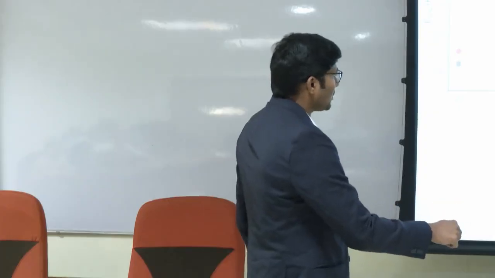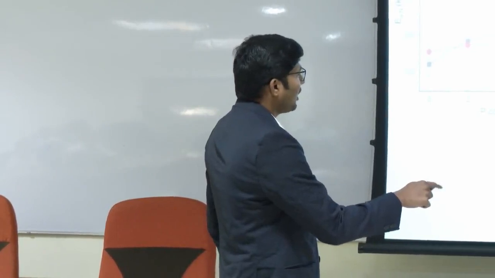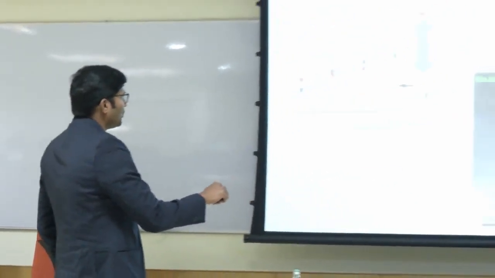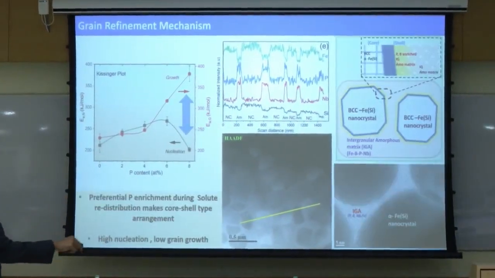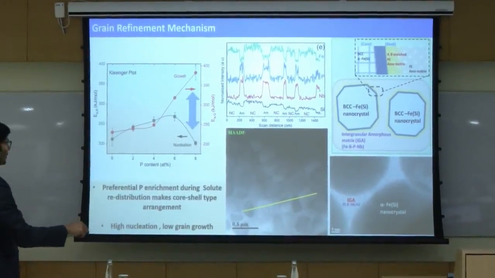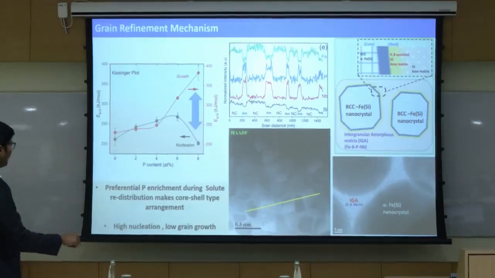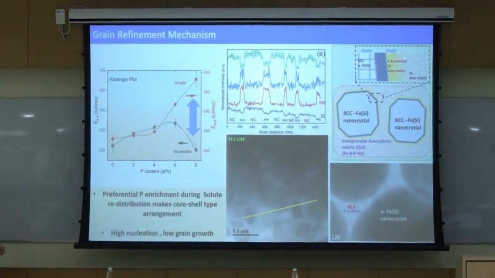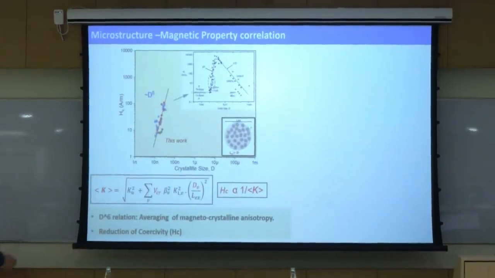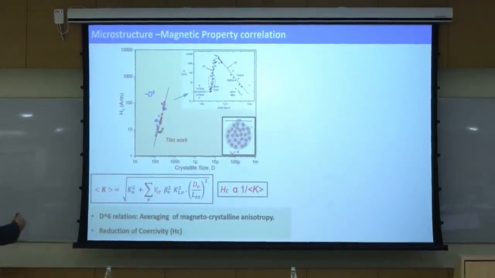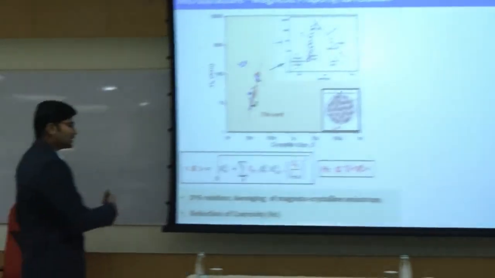Especially during the amorphous to nanocrystalline transformation, phosphorus goes and sits at the interface along with the solute boron and niobium. These three form a core shell type of structure, and we get a very low grain size with a very high nucleation density. We confirmed this with the Herzer plot to understand the size dependency. That is the origin of this good soft magnetism.